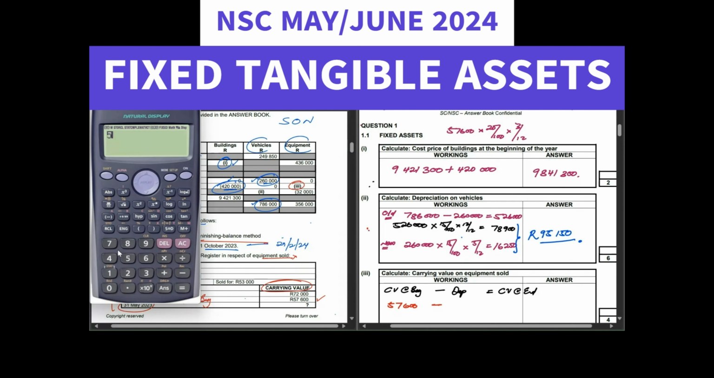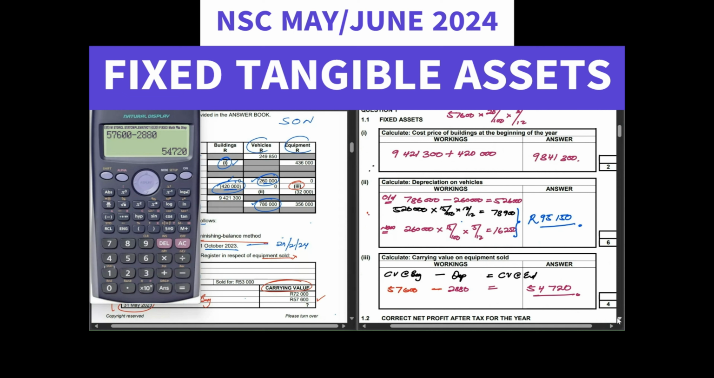So I'll say 57,600, multiply that by 20%, divide by 12, and multiply by 3. That'll give me 2,880. That is my depreciation. That will now give me my carrying value at the end. So I'll now say 57,600 minus the 2,880. That would give me 54,720. And that becomes the carrying value on the equipment on the date of disposal.